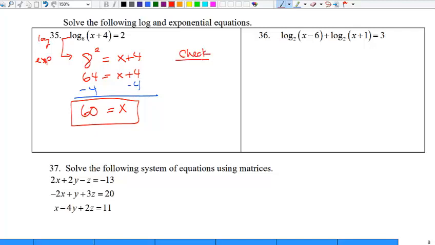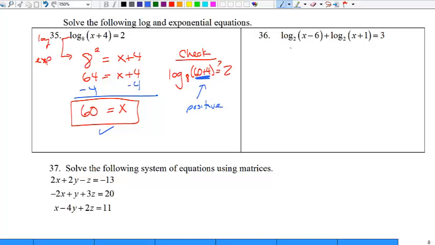Now there's an easy check here. I don't have to check the whole thing. All I have to do is, when I plug in 60 to the problem, make sure that the argument, that's the thing inside the parentheses, 60 plus 4, is positive. And because this is positive, that's the only required check that I need to do. Now if I wanted to go further and check to make sure that I didn't make any mistakes, you're welcome to, but you don't have to. This is the only check you must do to make sure that there aren't any extraneous solutions.